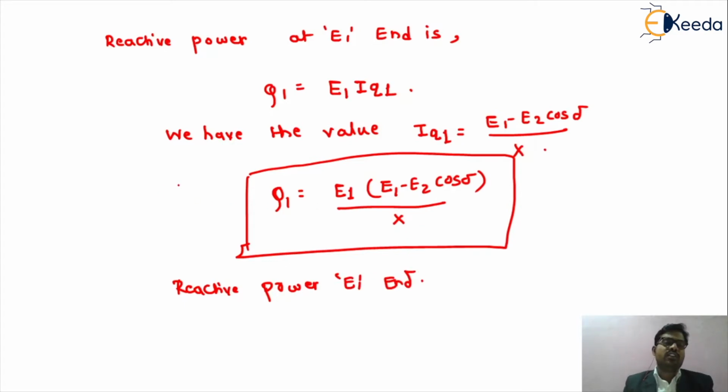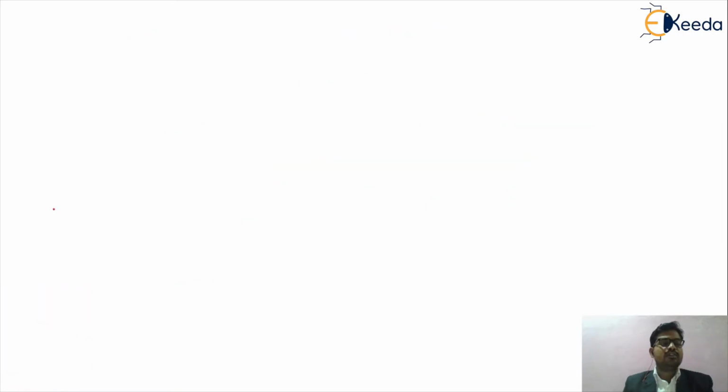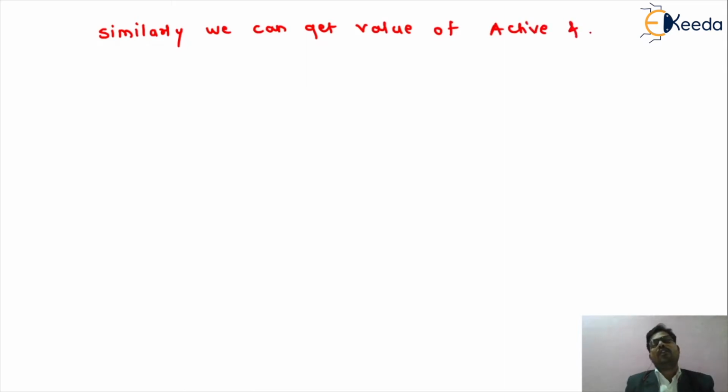Similarly, we can find out the value of the active power and reactive power at the E2 end. So now we can again solve this derivation. So similarly, we can get the value of active and reactive power at E2 end.